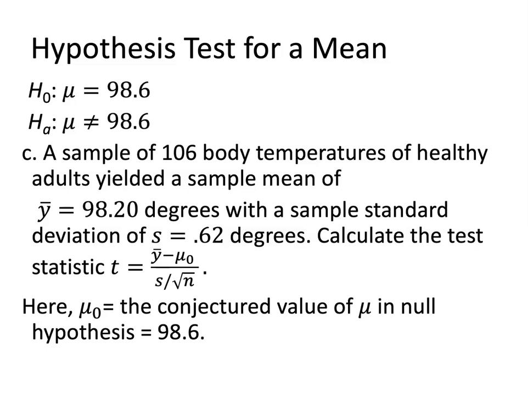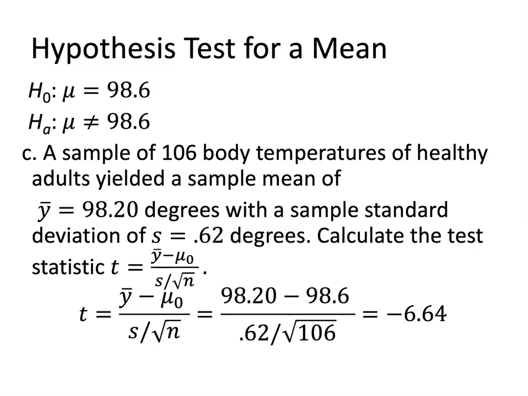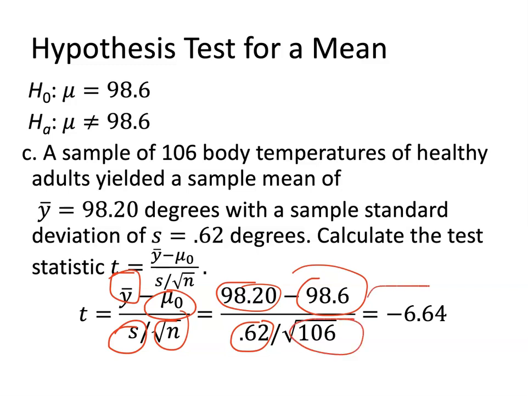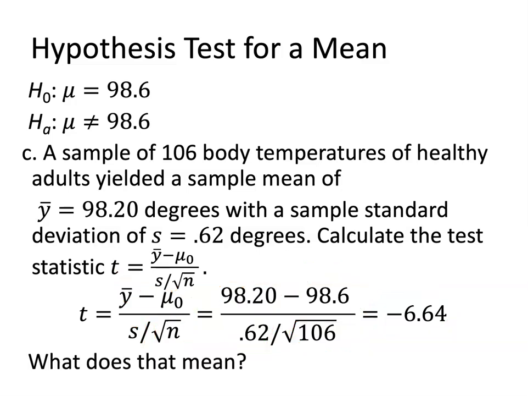So here, mu sub 0 is the conjectured value of mu in the null hypothesis. In this case, that is going to be 98.6. Okay, so let's calculate the test statistic, t. T is going to be y bar, which is the sample mean, 98.2, minus mu sub 0, that's the conjectured population mean from the null hypothesis, that's 98.6, over s, the sample standard deviation, that's 0.62, over square root n. So in this case, that's square root of 106. And that turns out to be negative 6.64, which raises the question, what does that mean?